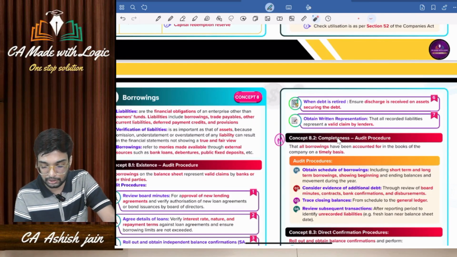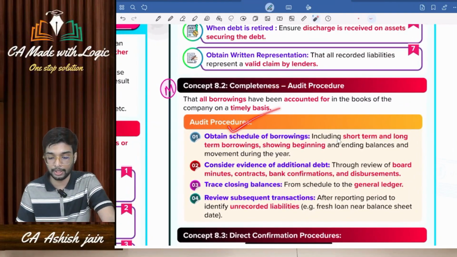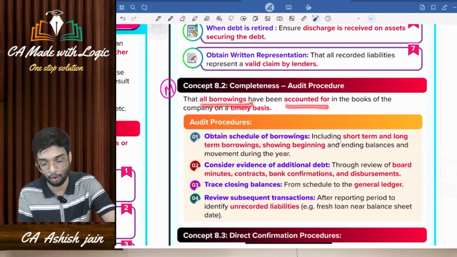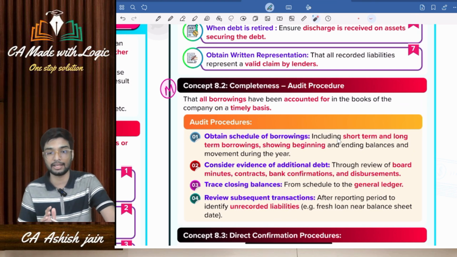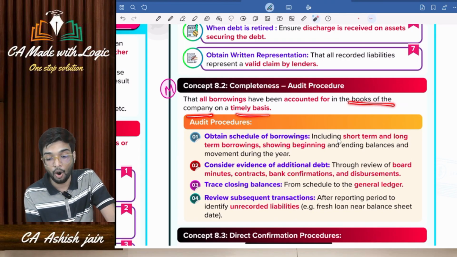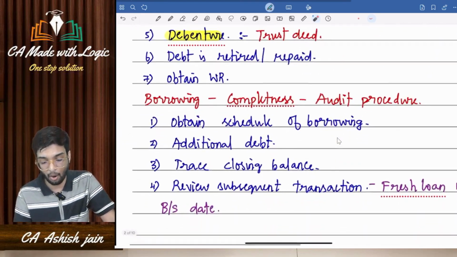Then comes completeness. What is the audit procedure? Completeness talks about all the borrowings having been accounted for. Whatever borrowings a company has made, all of them have been accounted in the books of accounts of the company on a timely basis. So what audit procedure does the auditor have to do?